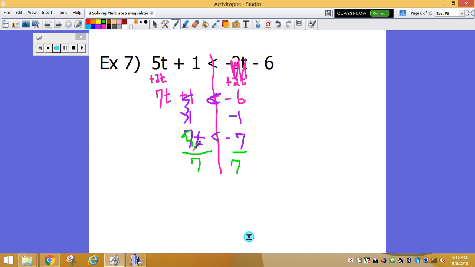Okay, here's a common mistake people make. They say, oh, look, there's a negative 7, so I'm going to flip my inequality. But you want to look at what you're dividing by. And I'm dividing by 7. So that inequality stays the same. And negative 7 divided by 7 is negative 1.